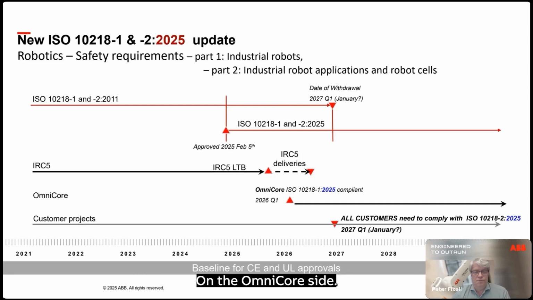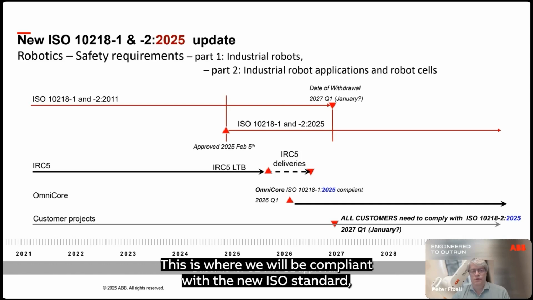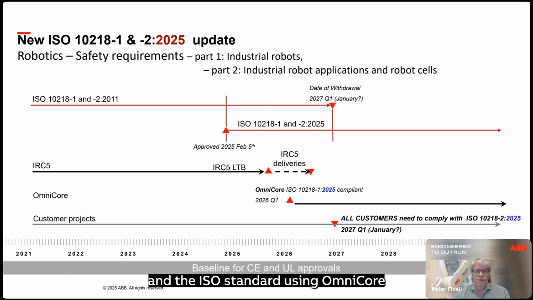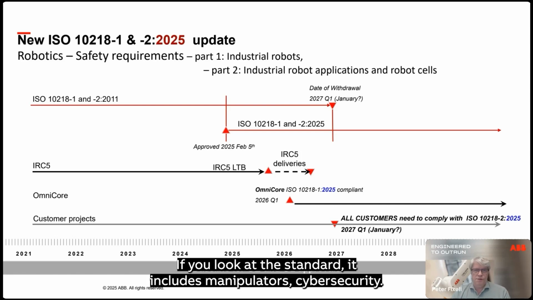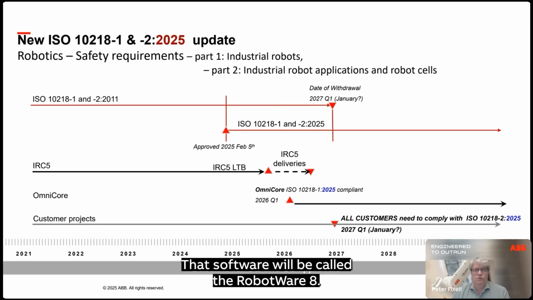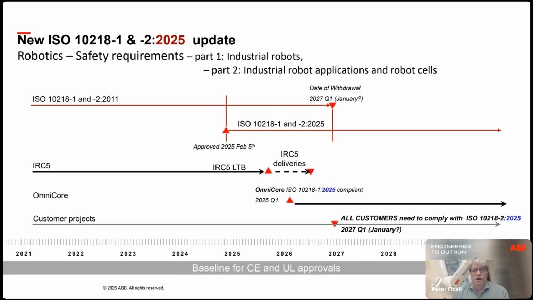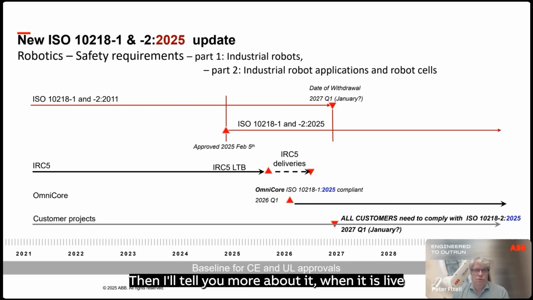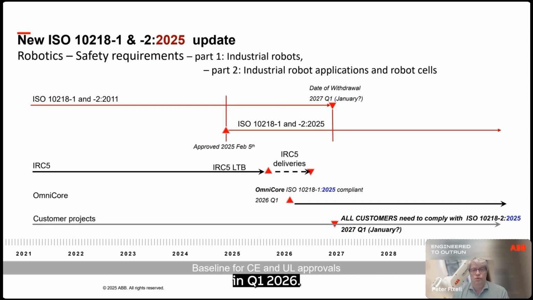On the OmniCore side, there is a starting triangle in Q1 2026. This is where we will be compliant with the new ISO standard. And the ISO standard using OmniCore is a software upgrade. If you look at the standard, it includes manipulators, cybersecurity, it includes a lot of things. When we evaluate the impact on ABB, it's purely a software upgrade. And that software will be called RobotWare 8. Stay tuned, and we'll tell you more about it when it is live in Q1 2026.